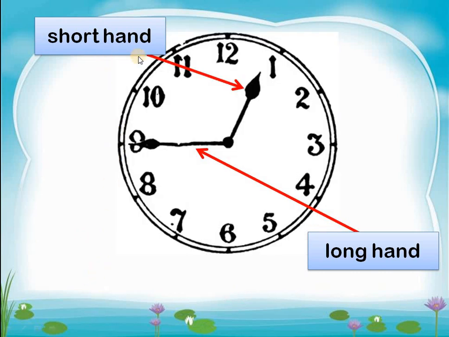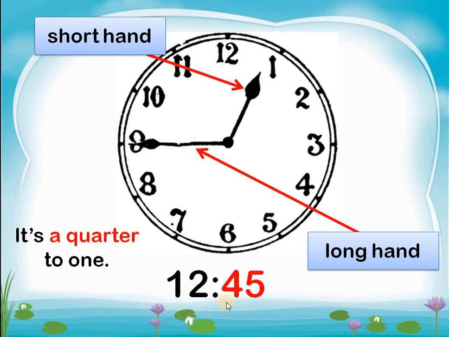Okay, next. The short hand is pointing at, belum lagi tunjuk pada 1, but the long hand is pointing at 9. Kalau nampak long hand pointing at 9, it's a quarter to 1. So in digital form, belum lagi pukul 1, tapi masih lagi pukul 12. And a quarter to bermaksud 45 minit. So it's a quarter to 1.